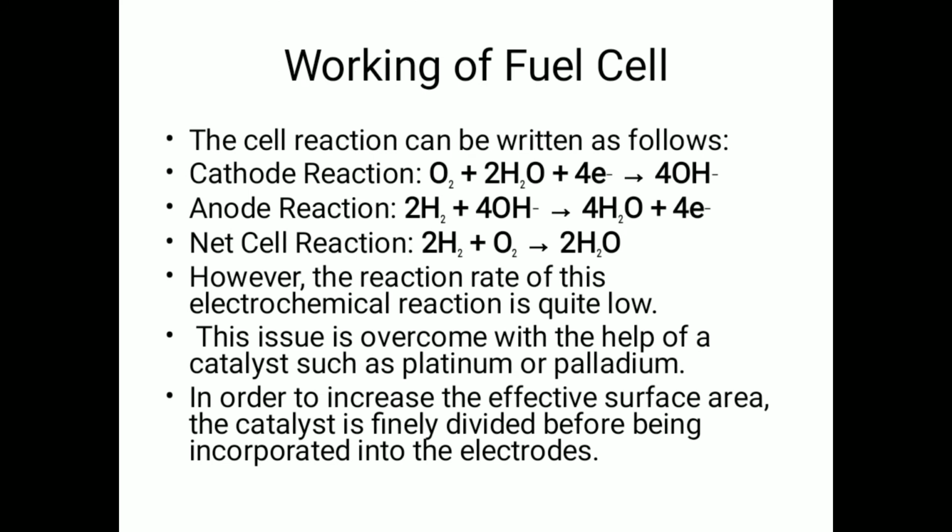So let's talk about the reactions that happen at the different ends of the fuel cell. At the cathode, the oxygen, water molecules and 4 electrons produce 4 OH⁻ ions. At the anode, 2 hydrogen molecules and 4 OH⁻ ions produce 4 water molecules and 4 electrons.